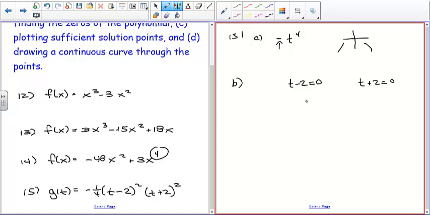So from this factor we get t equals 2 as a zero, and from this factor we get t equals -2. Now we have a multiplicity. So probably what's going to happen is we're going to come up and hit the x-axis like that, come back down again, then go up again, touch it, and come back down again. So that's what these multiplicities of zeros give you.